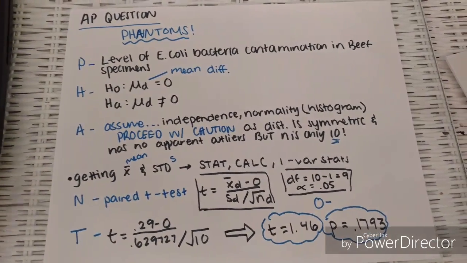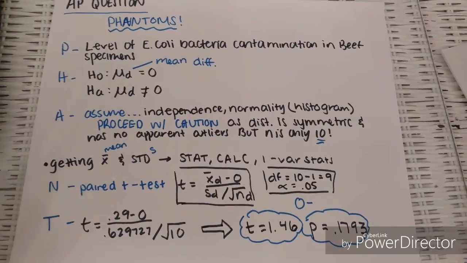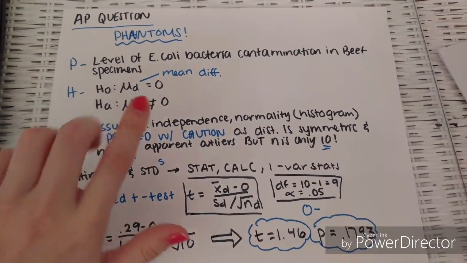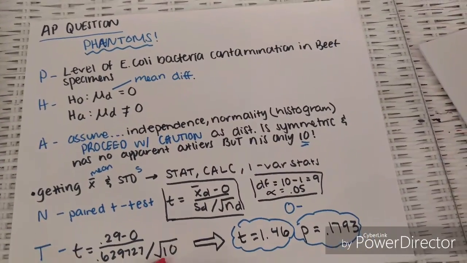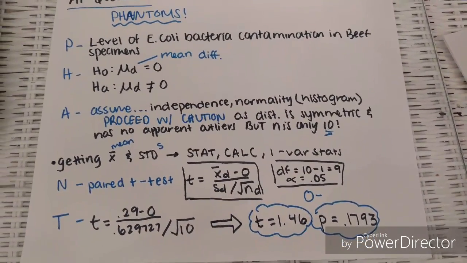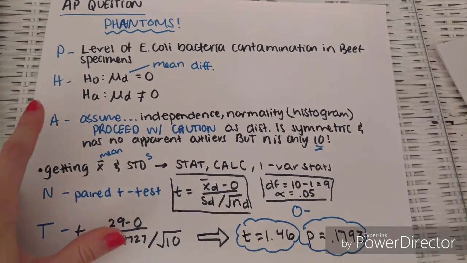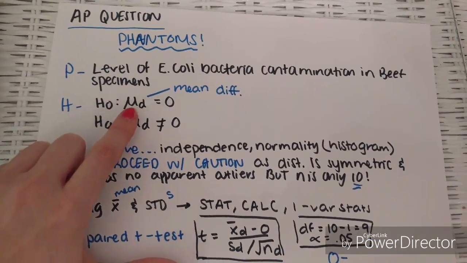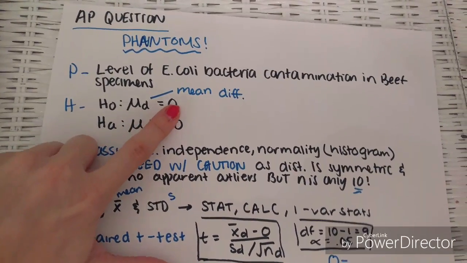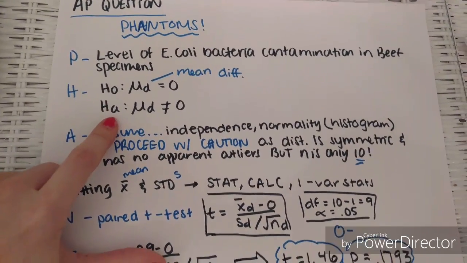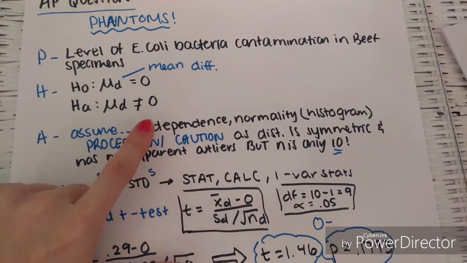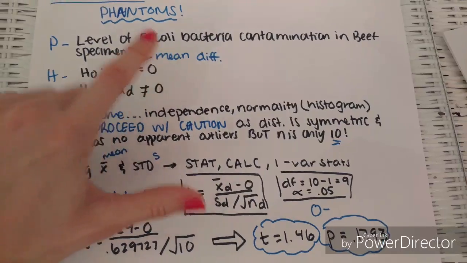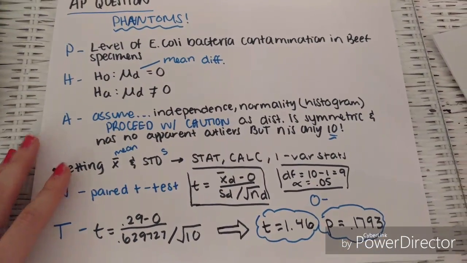We know we're going to use PHANTOMS because it asks us to provide justification. So we start with our parameter, which is the level of E. coli bacteria contamination in these beef specimens. Our null, or our H0, is mu of D equals 0, and our alternative, our HA, is not equal to 0. And this is our mean difference between method A and B.